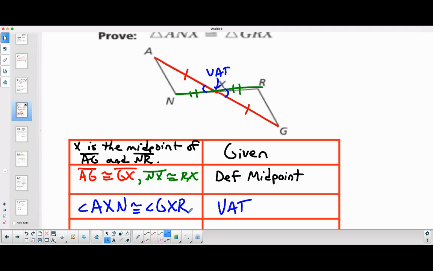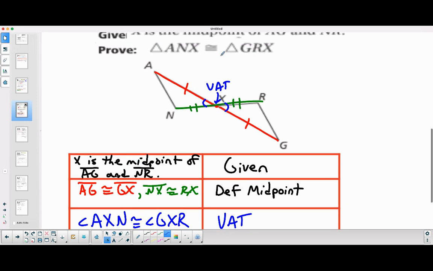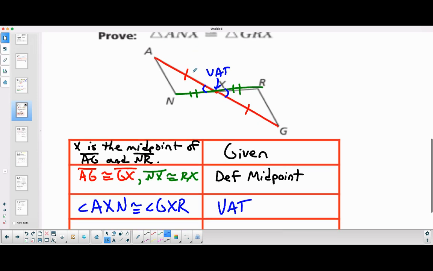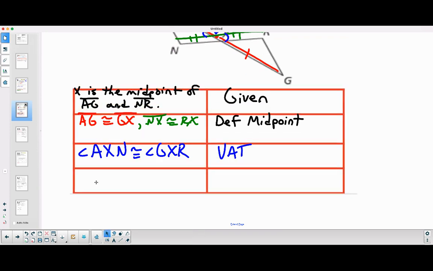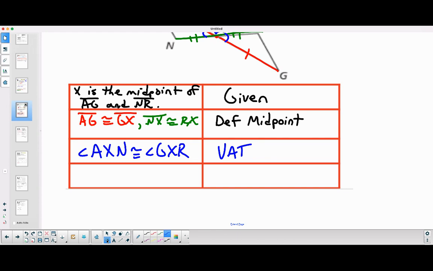All right, and now I've got 3 pieces of information. I've got 2 pairs of sides and an angle in between. So that's going to let me conclude this last piece here, ANX and GRX. So I can say that the triangles are now congruent. Triangle ANX is congruent to triangle GRX. My reason for this proof for today is side, angle, side. We got 2 pairs of sides, and we got the angles in between.